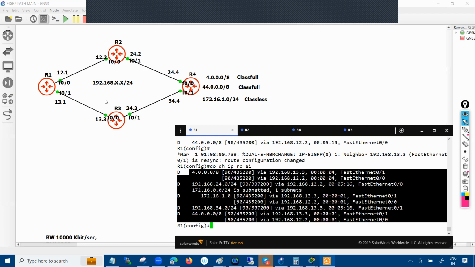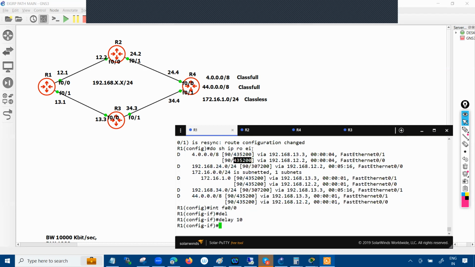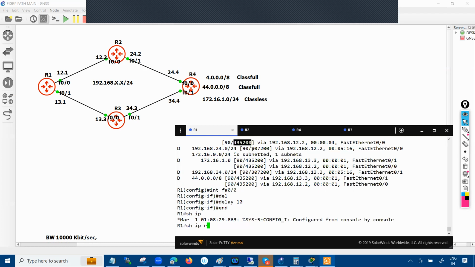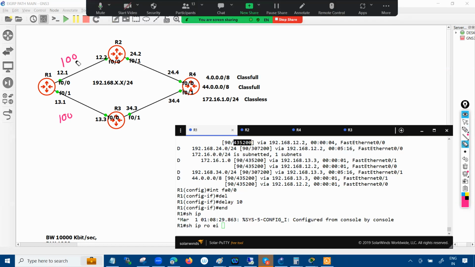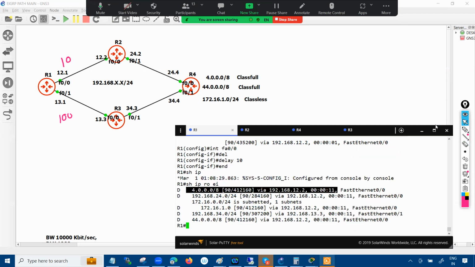In equal cost load balancing, the metric will be the same. But what happens if on this interface I set the delay to, say, 10? Default is 100, I just set it to 10. Now all my traffic will go by router 2 only, because router 2 becomes the best, since delay is by default 100 on this side and 100 on the other. I change this one to 10. 12.2 is my best one, so this will be my successor route, and this will be my feasible successor route.